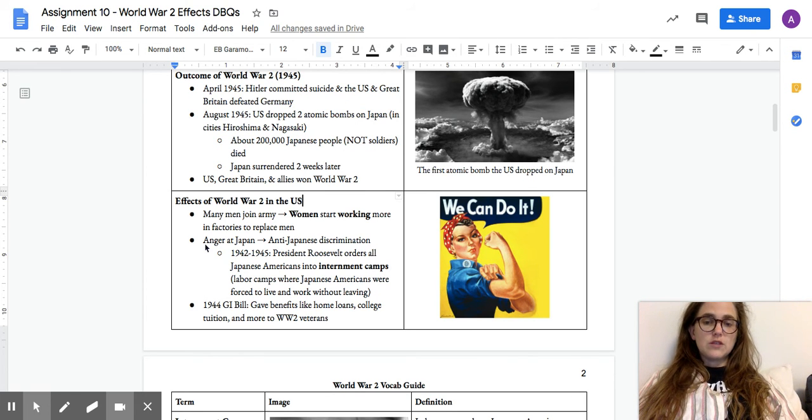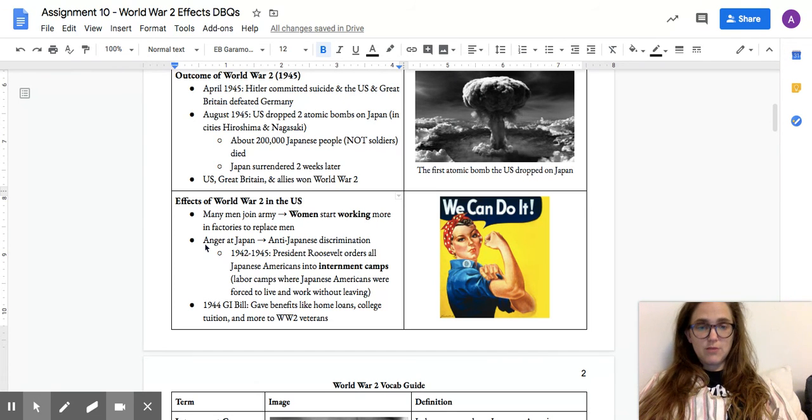Another effect was there was a lot of anger at Japan during this time after the bombing of Pearl Harbor, which led to a lot of anti-Japanese discrimination. And so in 1942, the president this time, President Roosevelt, he ordered all Japanese Americans to be put into what are called internment camps. All right, these are labor camps where Japanese Americans, many of whom were US citizens who had not committed any crimes, who had full loyalty to the United States, okay?